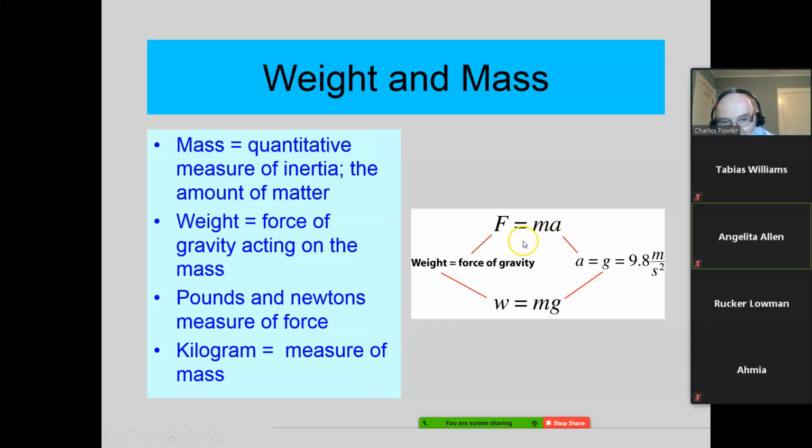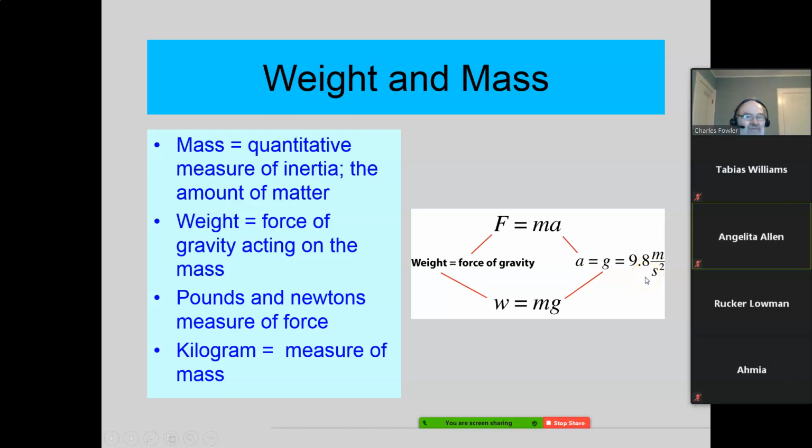This is Newton's second law formula. Net force equals mass times acceleration. A mass in kilograms times an acceleration in meters per second squared gives you a net force in newtons. We've just been using that. However, when we're talking about the force due to gravity, then weight is that force, and that's your mass multiplied by the acceleration due to gravity, which is 9.8 meters per second squared.